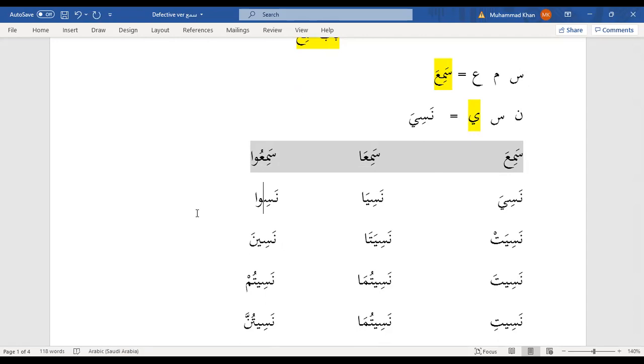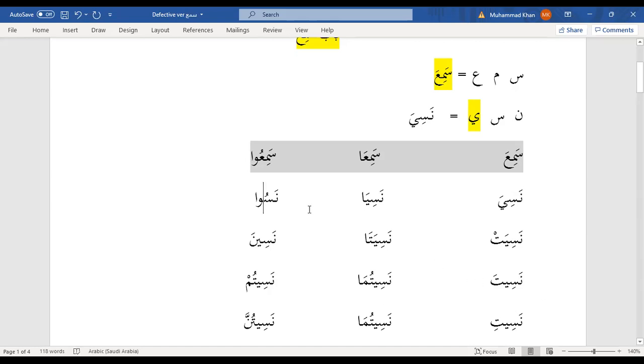And there is another change that needs to take place. And you should know that change as well. Kasra demands Ya. If you remember, we discussed that we don't look at the harakat, we look at the letters, because the letters are stronger than the harakat. So basically, Waw demands Dhamma. So we have to replace Kasra with Dhamma, and it will be Nasu. And that's the only change that takes place over here.